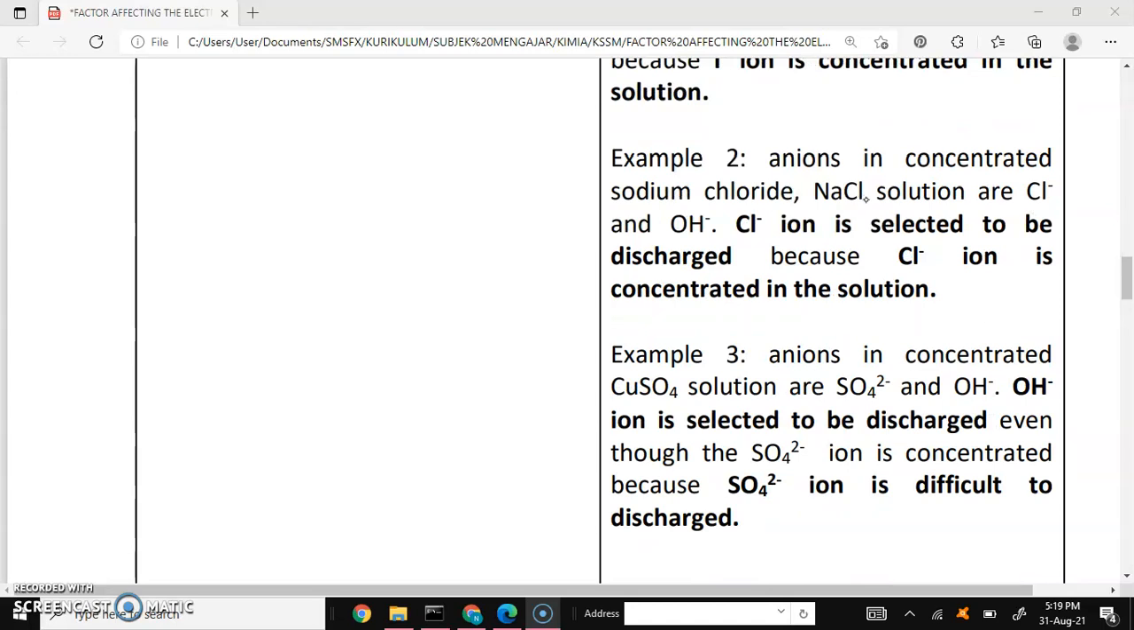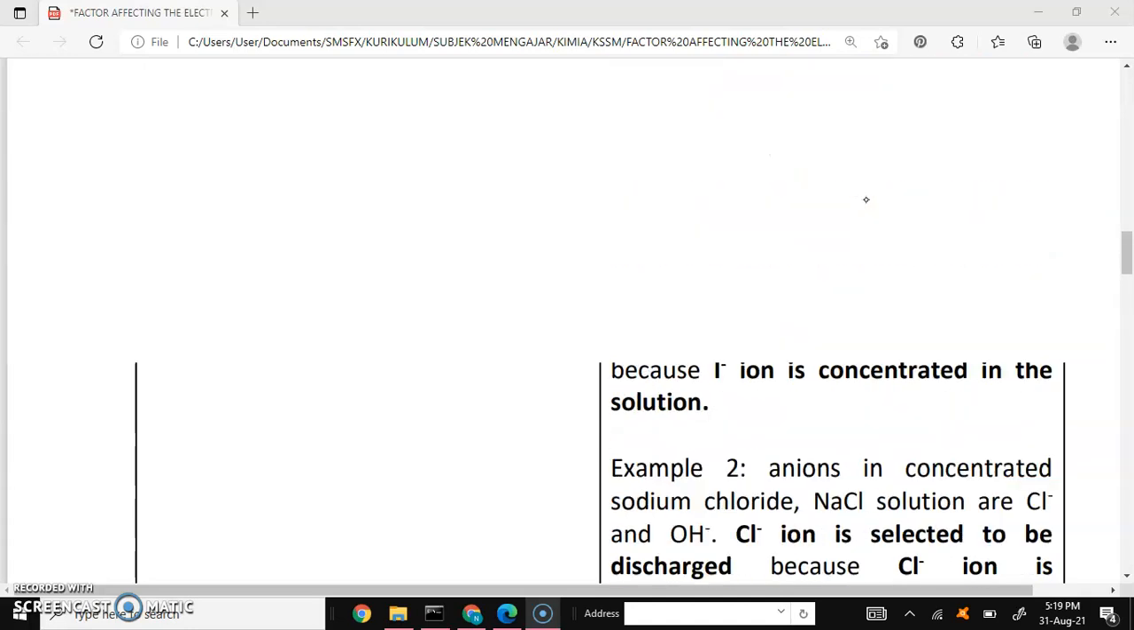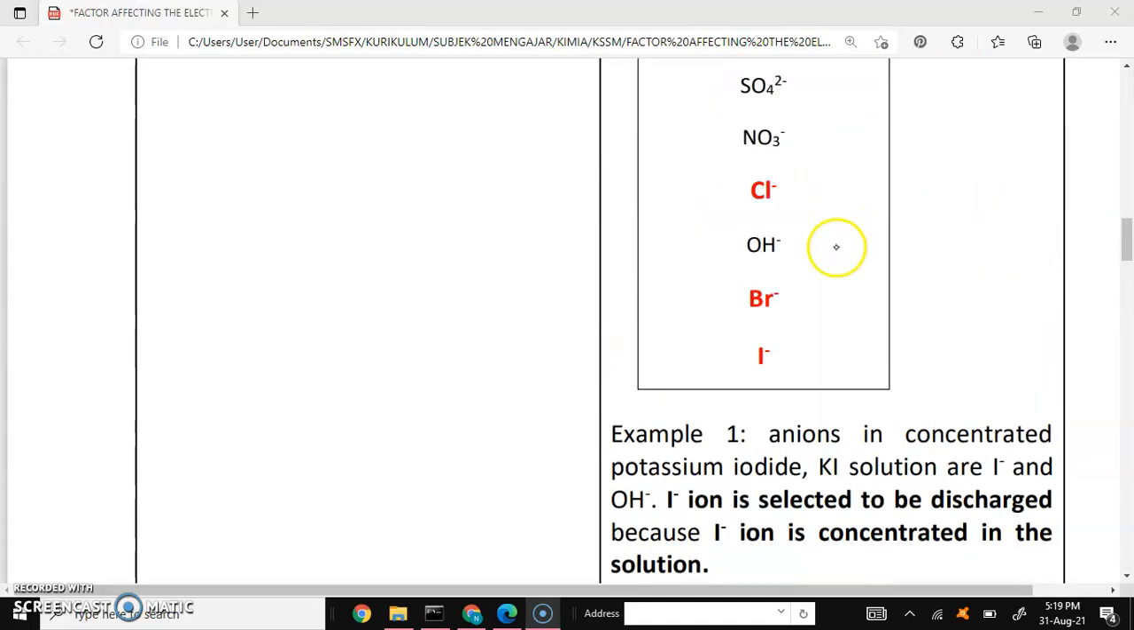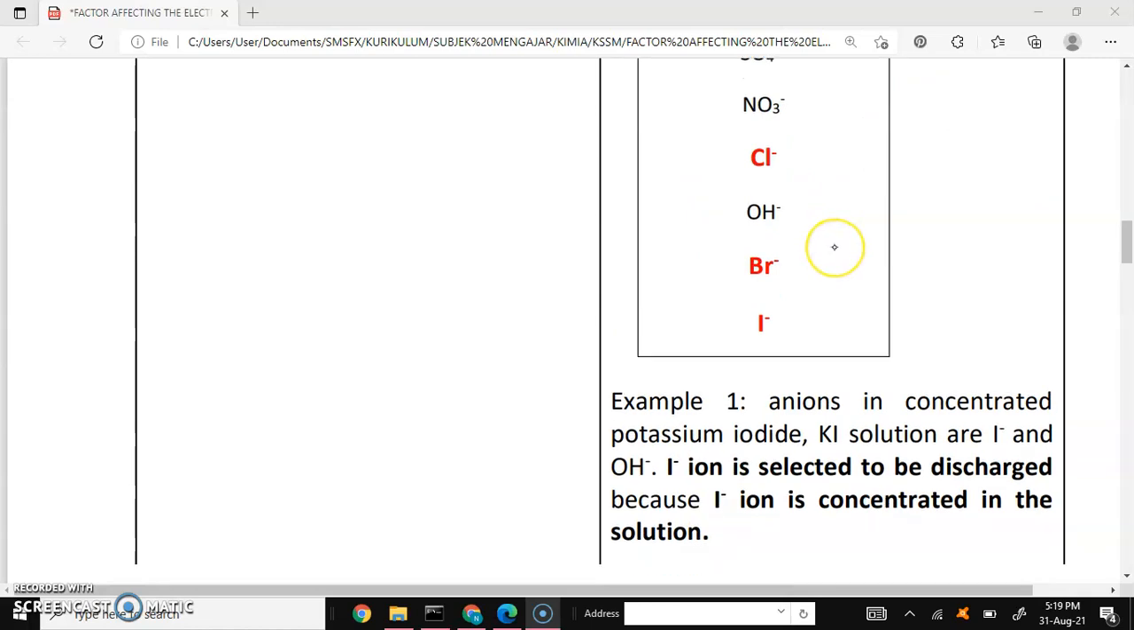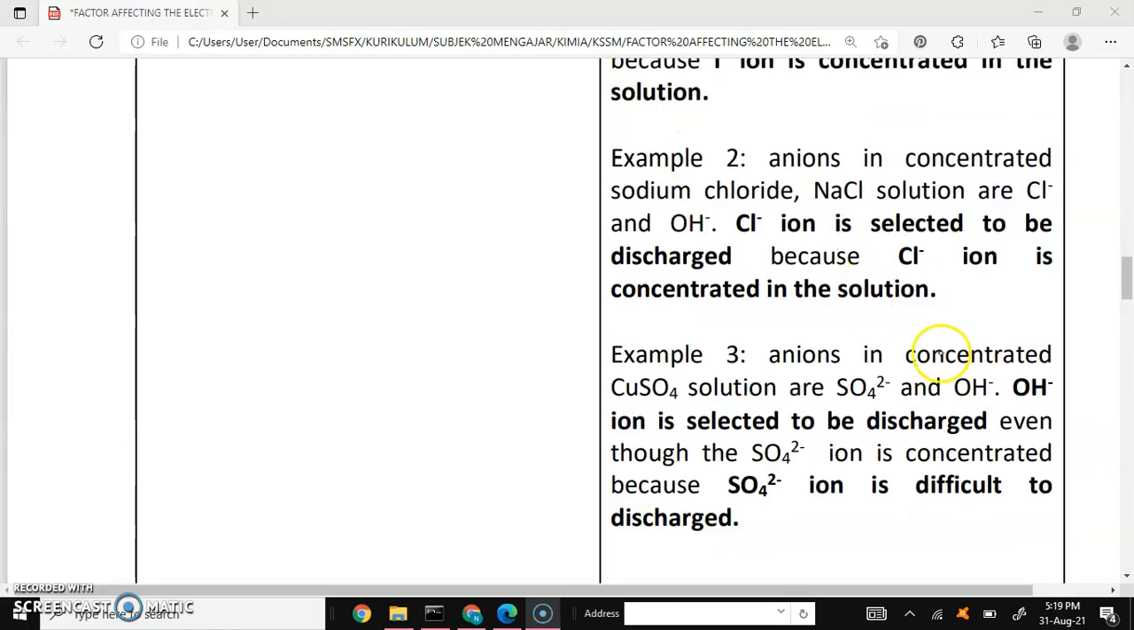Anion in concentrated sodium chloride. Kita guna sodium chloride yang pekat. Jadi air dia kurang. Bermaksud chloride ion itu banyak. Okey, tengok betul ke tak? Boleh guna ke tak? Kita boleh pilih chloride ion. Okey, betul. So that's why chloride ion will be selected to discharge because chloride ion is concentrated in the solution.